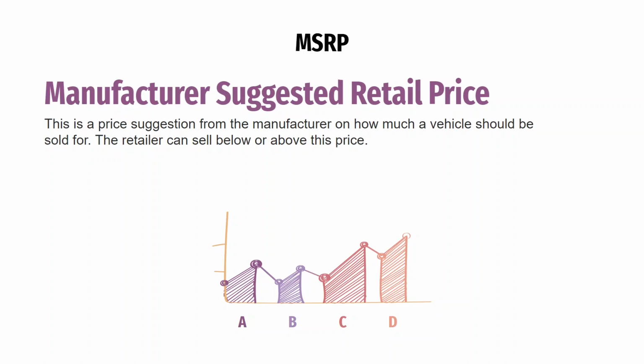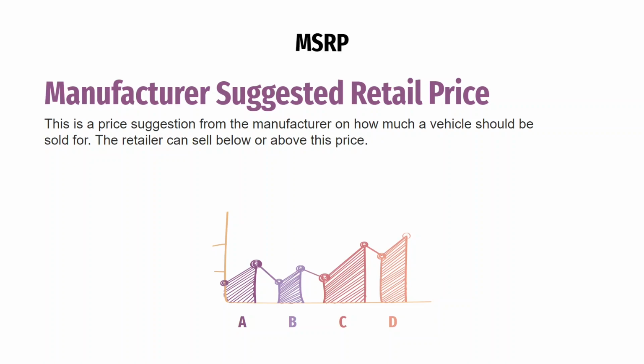So this is a price suggestion of how much a vehicle should be sold, that is given to the dealership by the manufacturer of the vehicle. So that the dealership can decide to sell the vehicle more than that price or lower than that price, right?